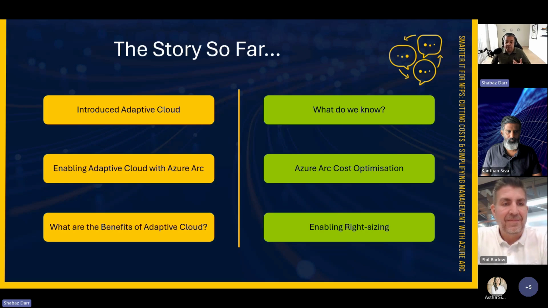In the first panel discussion, if you remember, we had Paul Lemaitre from Microsoft, and he introduced this concept of adaptive cloud. What Paul said was that an adaptive cloud approach shifts organizations from a reactive posture to one of proactive evolution. It enables people to anticipate and act upon changes in market trends, customer needs, and technological enhancements ahead of time.